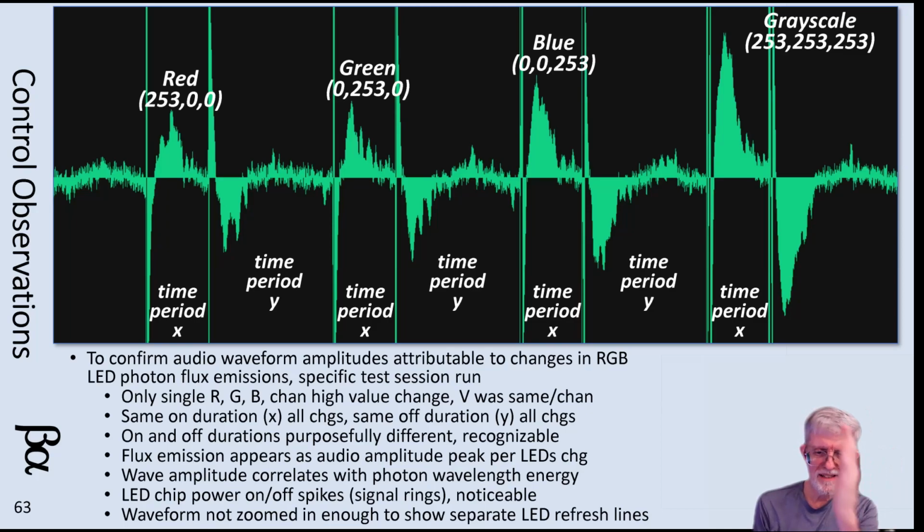So when it's on, that's the X period of time, that width. And when it's off, that's the Y period of time. And you can see that Y is noticeably wider than X. So I could actually see in the audio signal that's being recorded the distinctive values of wavelength, the distinctive periods of on versus off.